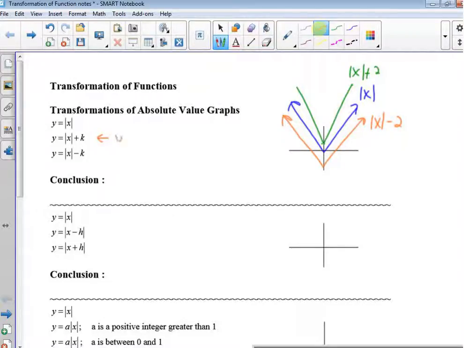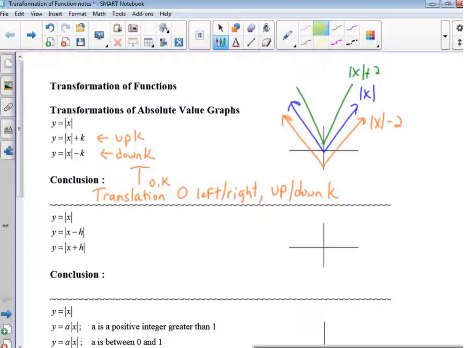So this one goes up k, down k, and it's a translation of 0 left and right, and you're going up or down. Okay, so we do that with a symbol, capital T, 0, comma, k.